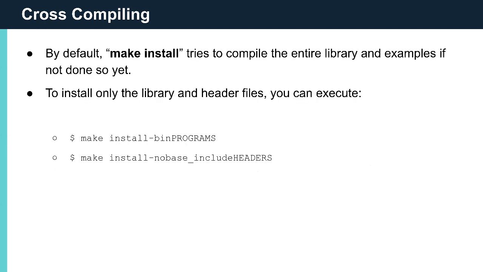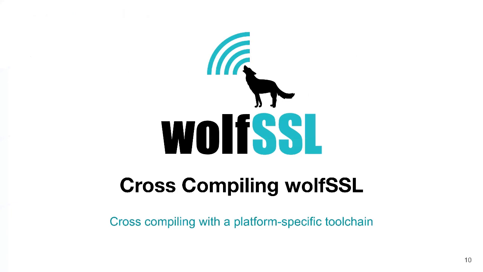By default, when you run make install, it's going to try to compile the entire library and examples first if they're not compiled yet, and then it's going to install the library and the header files and the other supporting files. If you just want to compile the library and the header files, you can run these two commands, which are a little bit non-standard in form; you might not find them in standard autoconf documentation. So that's a couple tips on cross-compiling. Nothing too detailed, since at some point it becomes dependent on the tool chain that you're using and the processor or platform that you're compiling to.